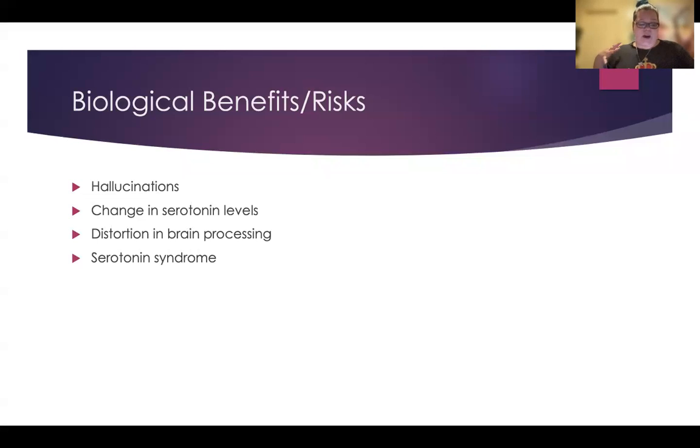DMT causes both audio and visual hallucinations. This drug works by causing a change in the serotonin levels that exist in the brain. This causes a distortion in how the brain processes visual and auditory stimuli.